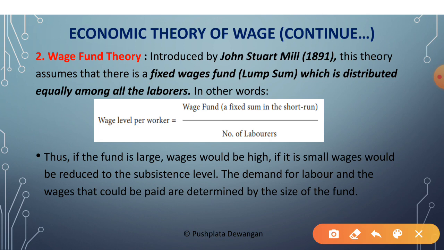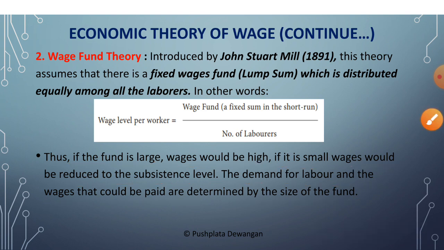Thus if the fund is large, the wages should be high, and if it is small, the wages should be reduced to a subsistence level. Thus the demand for labor and the wage that could be paid are determined by the size of the fund. Therefore, in order to increase the average wage, firstly the wage fund should be enlarged, and secondly the number of workers asking for employment should be reduced.